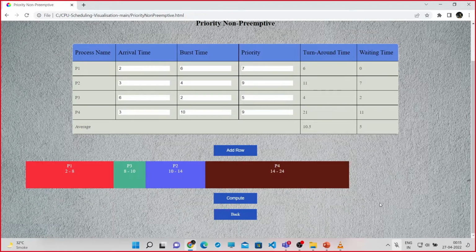Here, in the Gantt chart, the arrival time of P1 is 2, the burst time is 6, and the priority is 7. So P1 will act first according to the arrival time, as it has the lowest arrival time. As it is non-preemptive, the whole process will get executed. P1 will act from 2 to 8, which is its burst time 6. And then P3 will act from 8 to 10, and P2 will act from 10 to 14, and then P4 will act from 14 to 24. This gives us the Gantt chart of the priority non-preemptive algorithm.